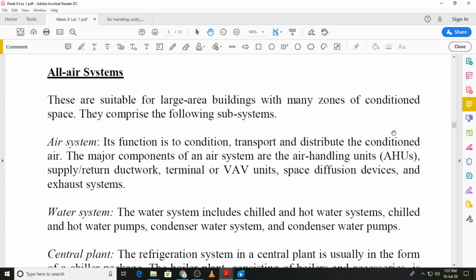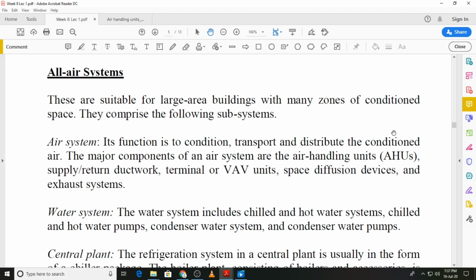And the all air system will have subsystems, one of which is the air system. Remember, we are using air as the only medium which is used to condition the space, and the components of an air system include the air handling units, the ductwork for supplying the air and returning the air from the conditioned space or spaces, and there are various terminals or VAV units. VAV stands for variable air volume. We will look at that as well later on.